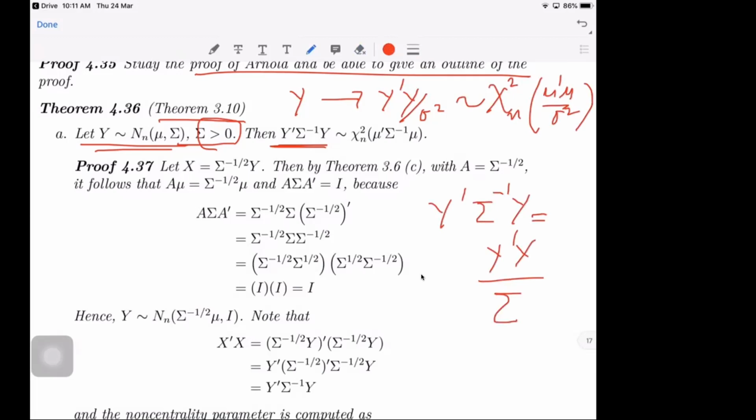Okay? So to prove that, this will be your non-centrality parameter. It is chi-square with non-centrality parameter mu prime sigma inverse mu. So our technique here is to ask what variable we should use.